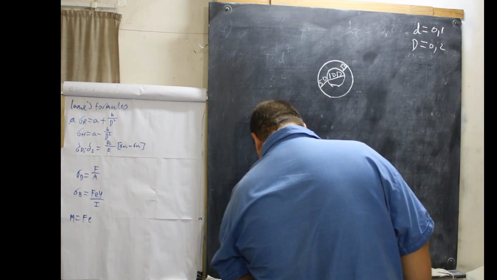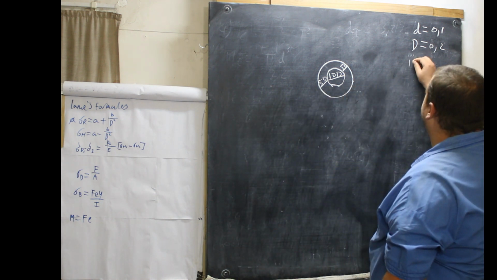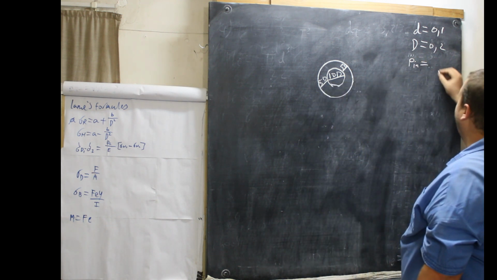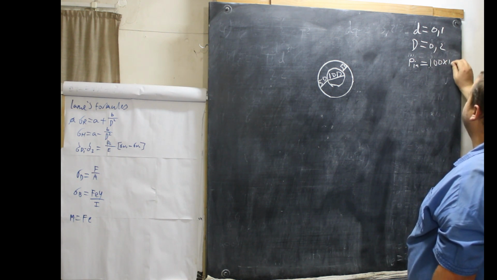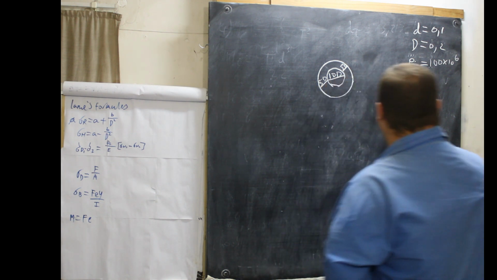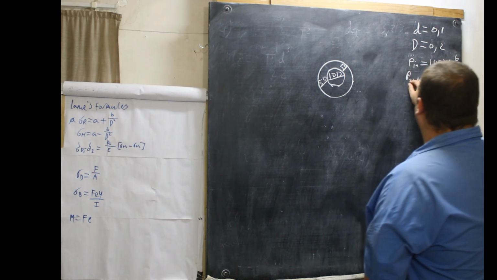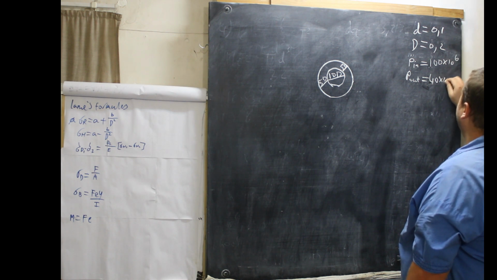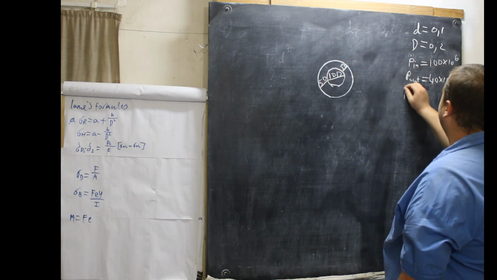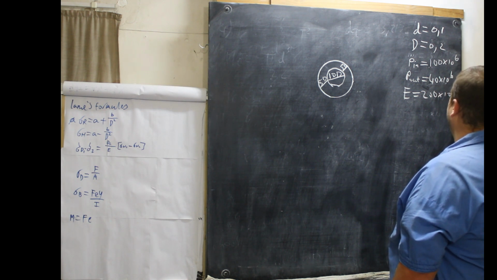So the cylinder is simultaneously subjected to an internal pressure. So pressure internal is equal to 100 megapascals, times 10 to the 6, because that is how you'll be using it. And an external pressure of 40 megapascals. So the outside pressure is 40 times 10 to the 6, because that is how you'll be using it. And Young's modulus, which is E, is 200 times 10 to the 9.